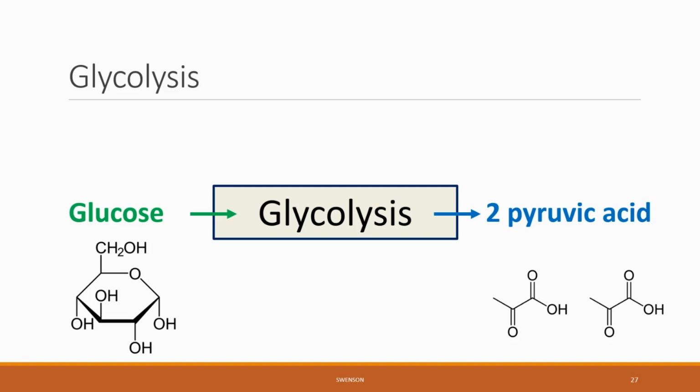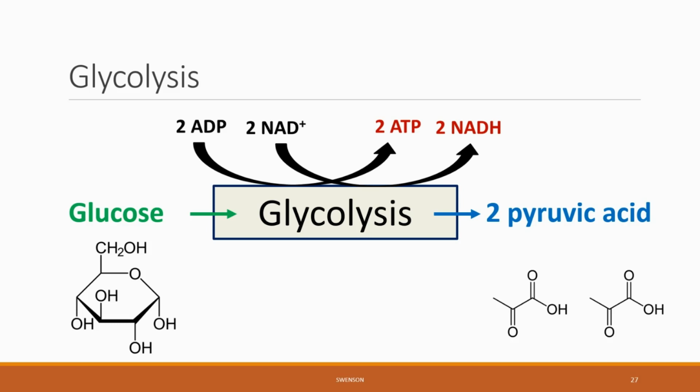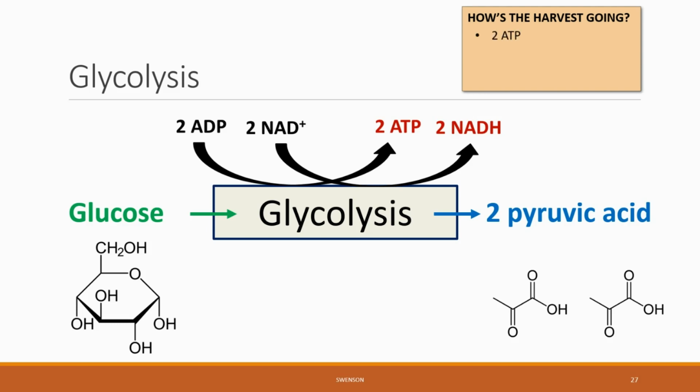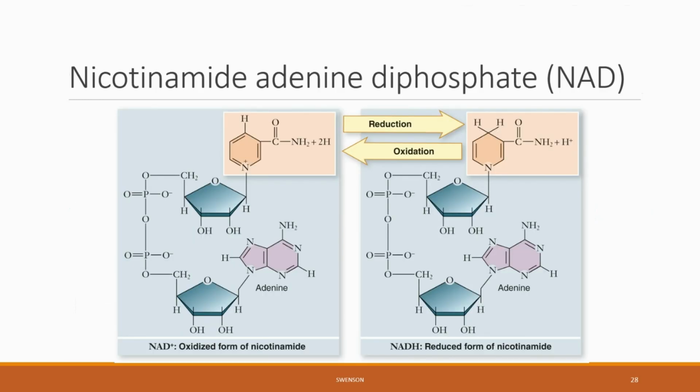From this step, let's get back to the main big picture here. From this step, the cell has gained 2 ATP, and 2 oxidations have occurred because 2 NAD pluses took a proton and electrons to form NADH. If you look in the top right, it summarizes our scoreboard here. So far, we have 2 ATP and 2 NADH.